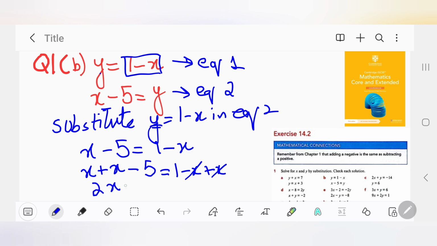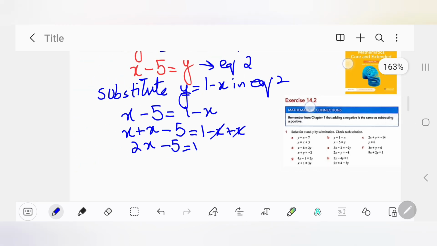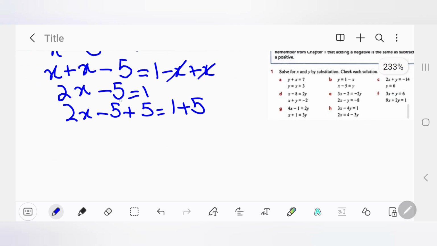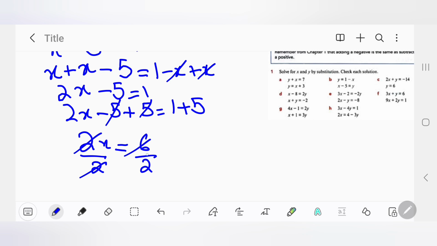I have to move negative 5 to the other side, so x plus x becomes 2x, and then I will remove this negative 5. So the opposite of negative 5 is positive 5, so I will do plus 5 on both sides, and it is 1 plus 5. Now I will cancel out the negative 5 and positive 5, and now I have 2x equals 6. Again I will use the opposite operation, so divide by 2 on both sides, and here you can see after cancellation I got my value of x, which is x equals 3, and this is my first solution.